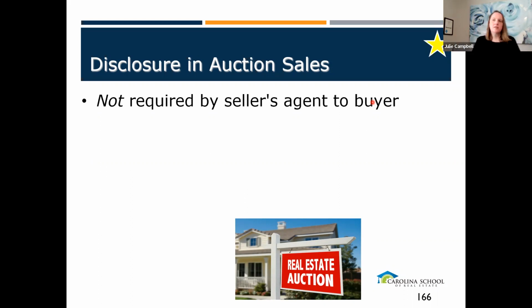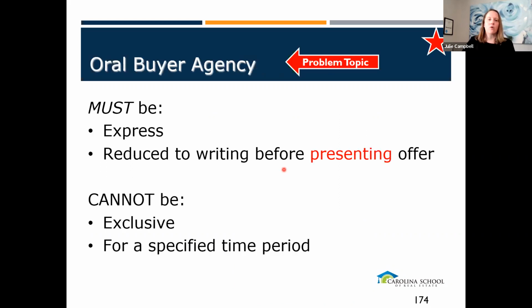We have another unique situation that could come up in a sales transaction. Again, this tends to be a problem topic, so please hear me out. We'll have plenty of time for questions in just a second. The Real Estate Commission gives us the opportunity to work with a buyer and a tenant at first under an oral buyer agency agreement. This applies to buyers. This could also apply to tenants.